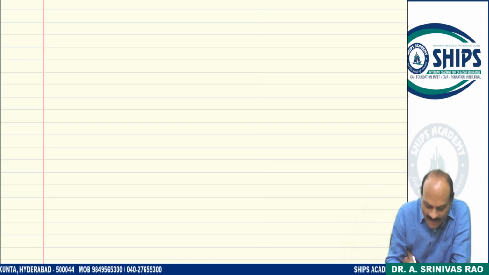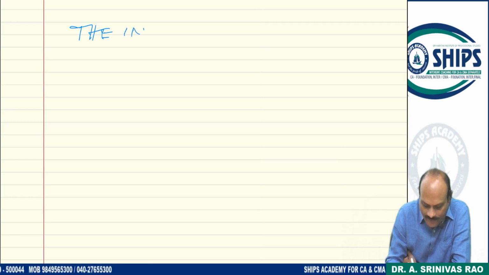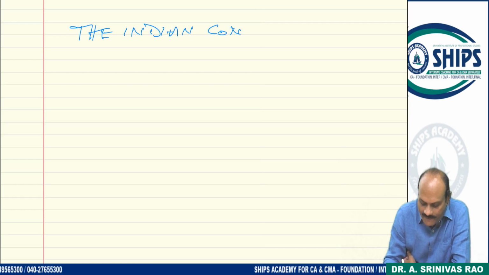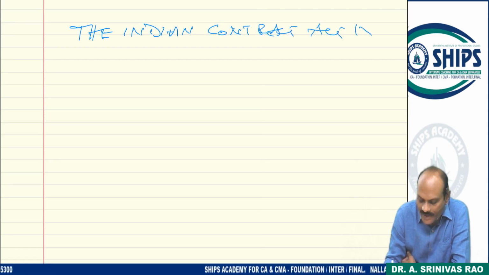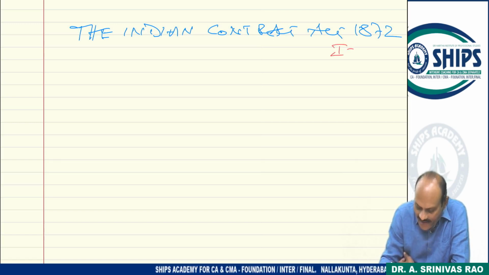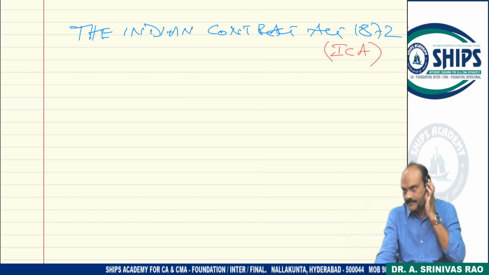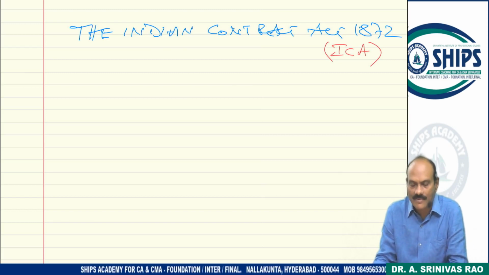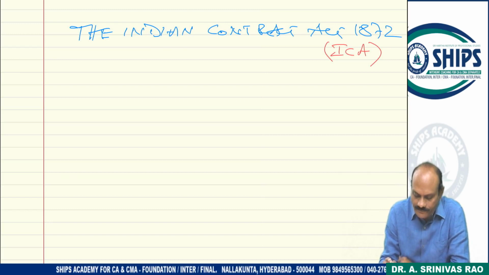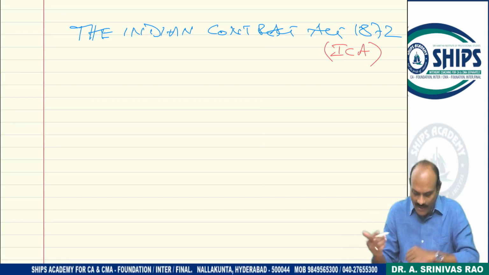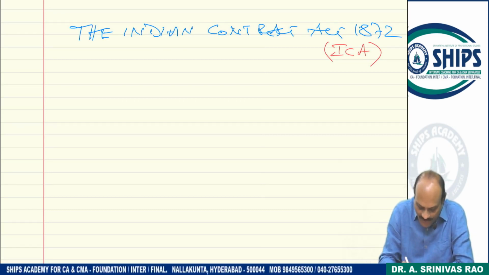The Indian Contract Act 1872. Now onwards I call it ICA. Indian Contract Act, now onwards ICA. I hope you remember this.